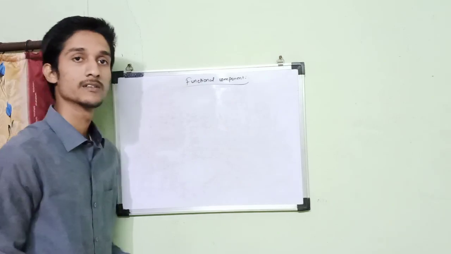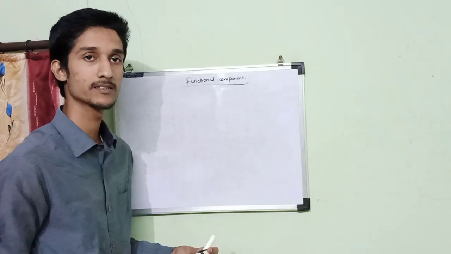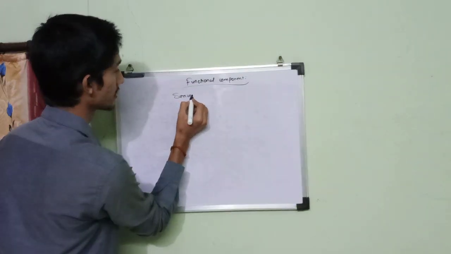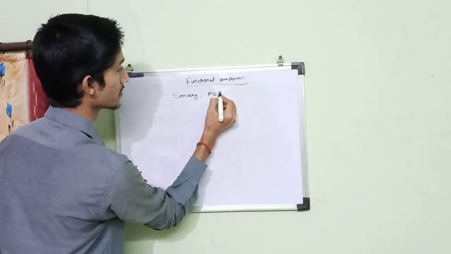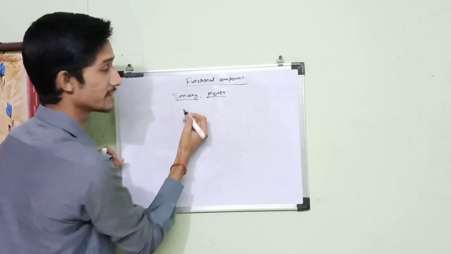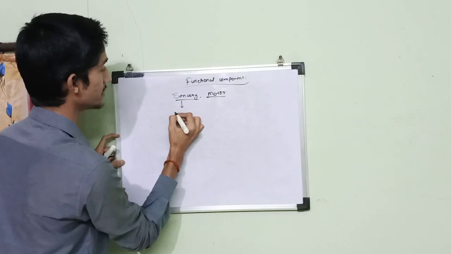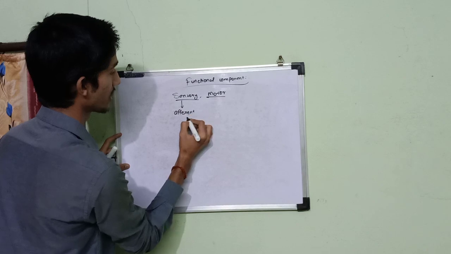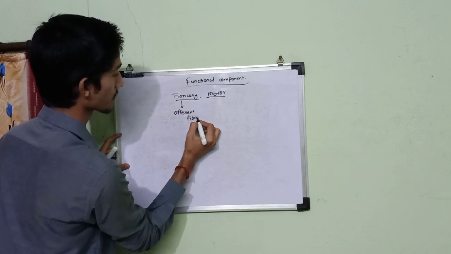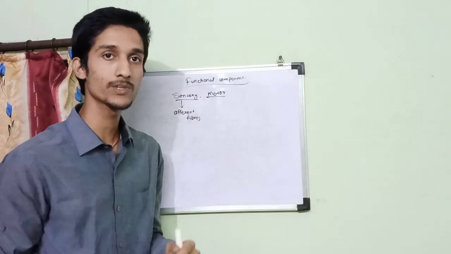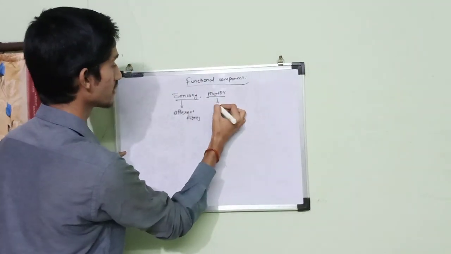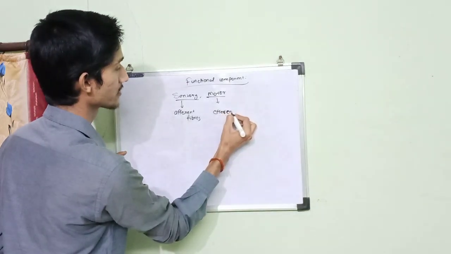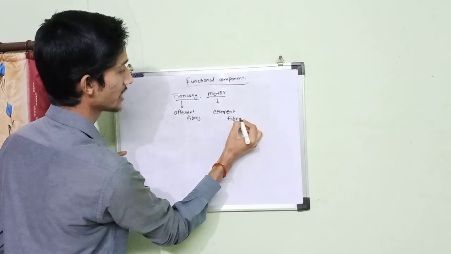So basically, a functional component is described from two types of nerve fibers, that is, sensory and motor. The sensory is also known as afferent fibers, as they carry sensation from the organ to the nerve, and the motor fibers are also known as efferent fibers.